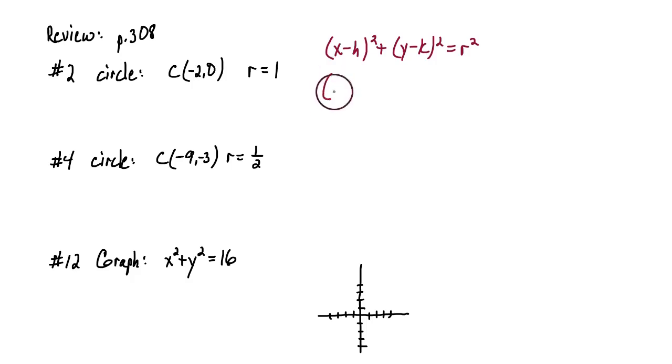Make the substitutions. X minus -2. And over here, y minus 0. And for r squared, it's 1. Now let's fix the double negative and just write y squared here and say equals 1.